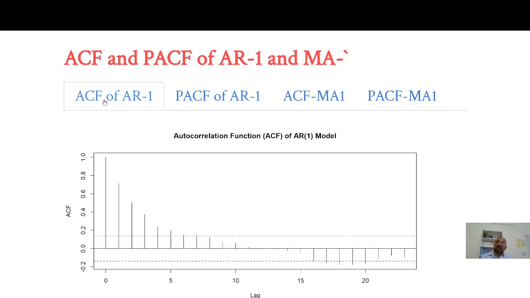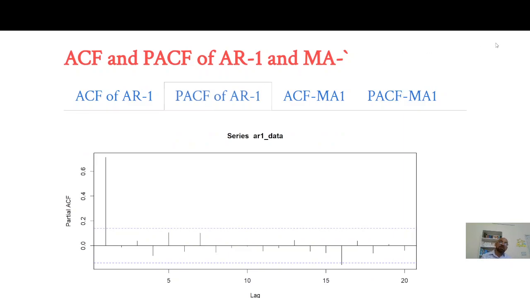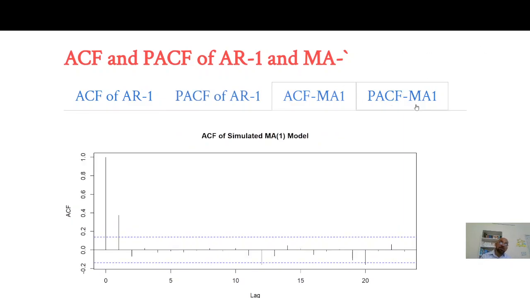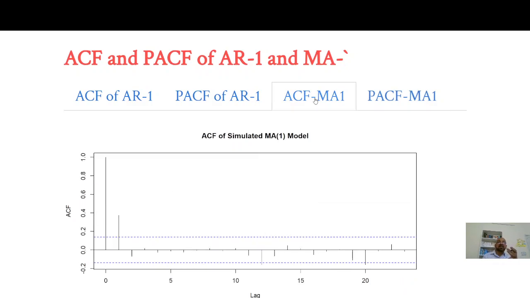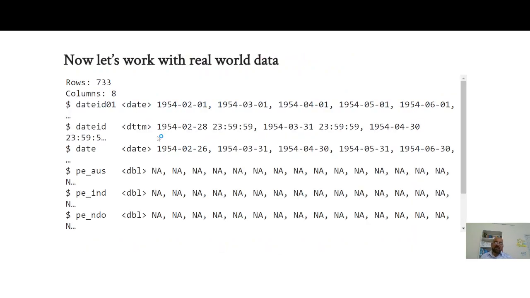What is the ACF of AR1? This one. What will be the PACF of AR1? It should be 0 after the first lag. And the PACF of MA1 will be geometrically declining. So if your PACF is geometrically declining and ACF cuts off after lag 1, I'll think that it's an MA1 process. And if it's vice versa, ACF is declining geometrically and PACF becomes 0 after one lag, I'll consider it as AR1. I hope I made the point.